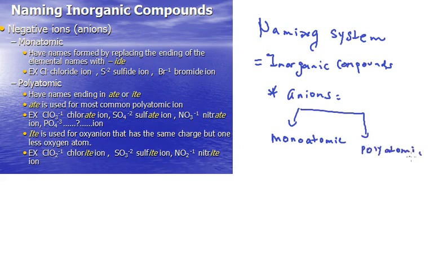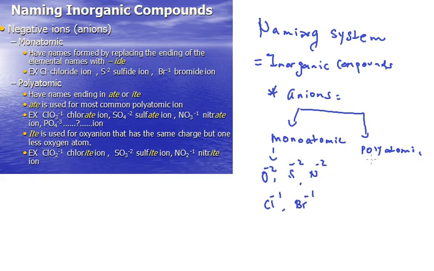And what are the monoatomic anions? Say, for example, O-2, S-2, N-2. These are monoatomic anions. Chloride -1, bromide -1. These are called monoatomic anions.